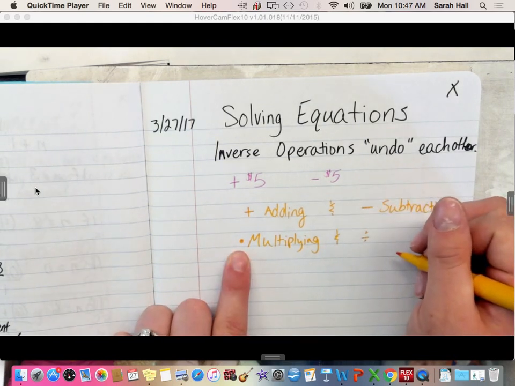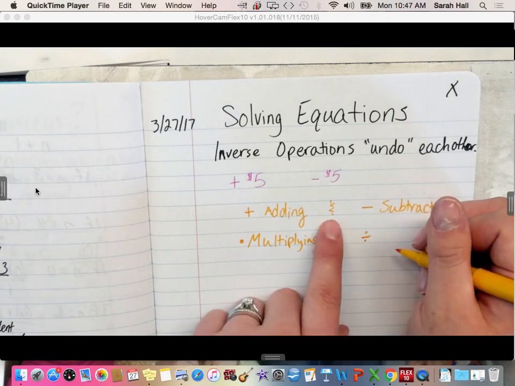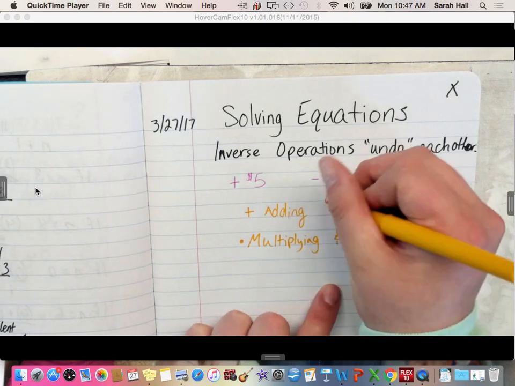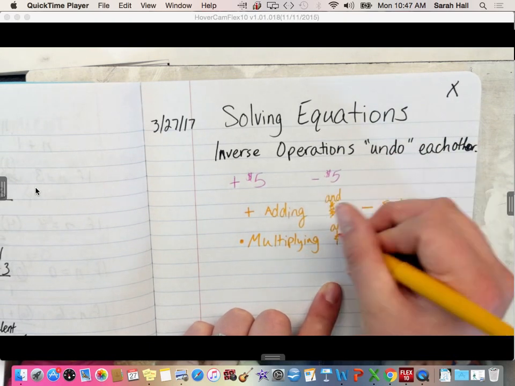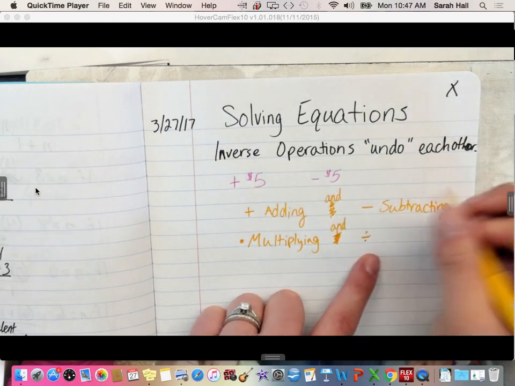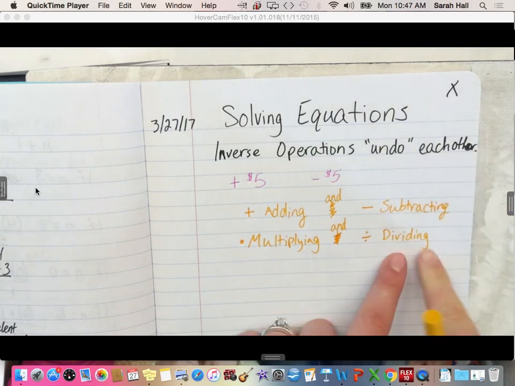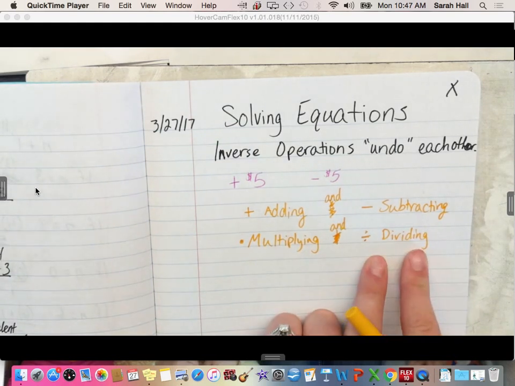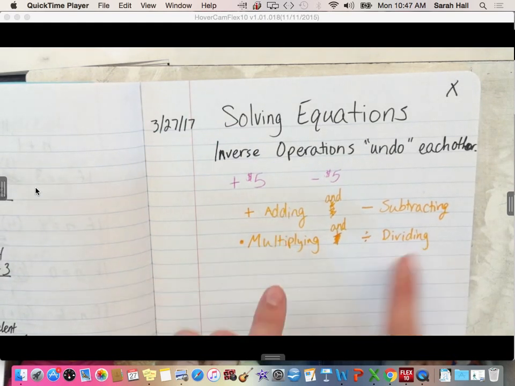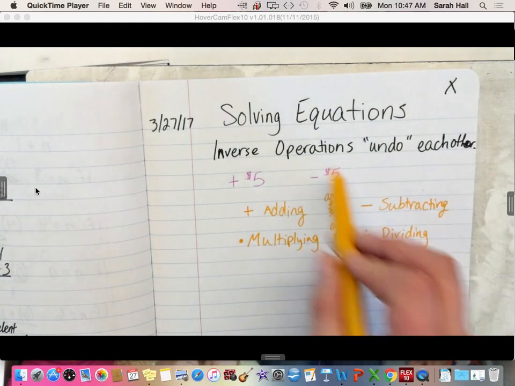So if you understand these inverse operations, multiplying, this is an and sign. You can just write the word and. Dividing would be undoing the multiplication. Or if you're dividing something, to undo that, you would multiply. So these work in a pair. If I'm dividing something, I'm not going to be able to undo it by adding. And if you understand that these two are pairs and these two are pairs, then you're able to solve any equations.